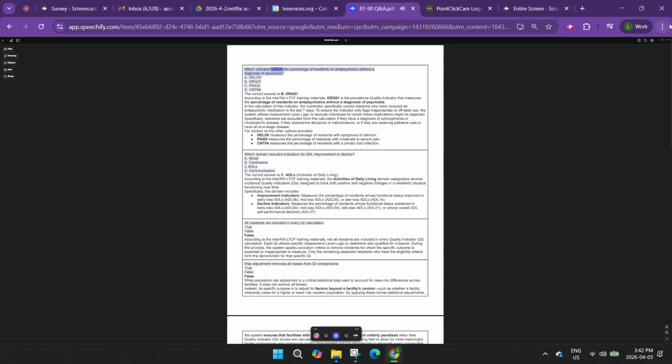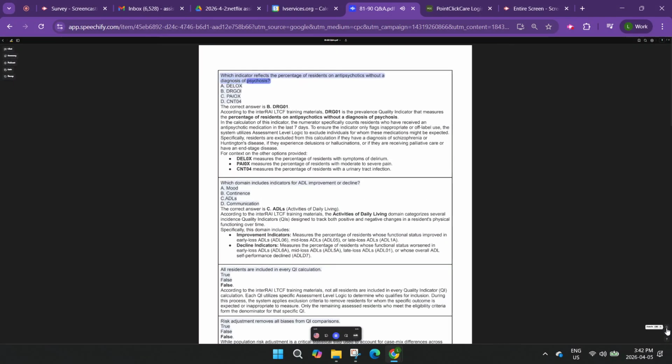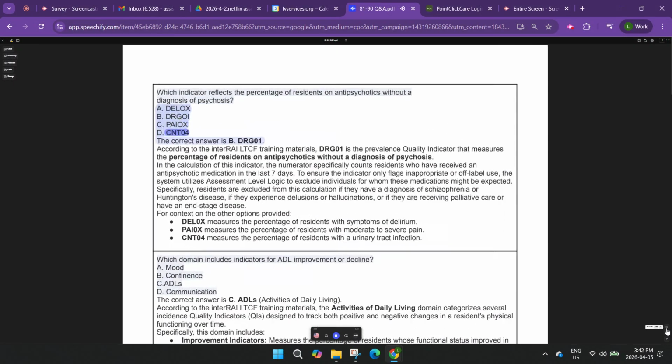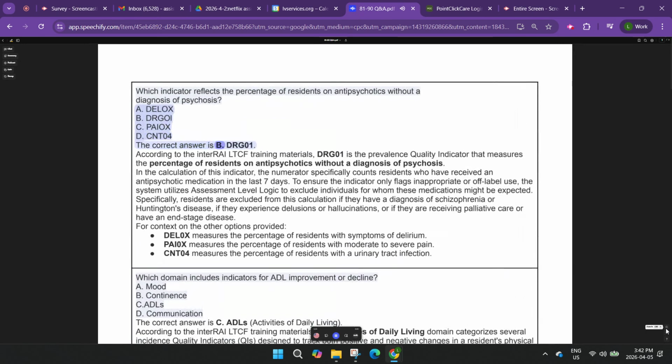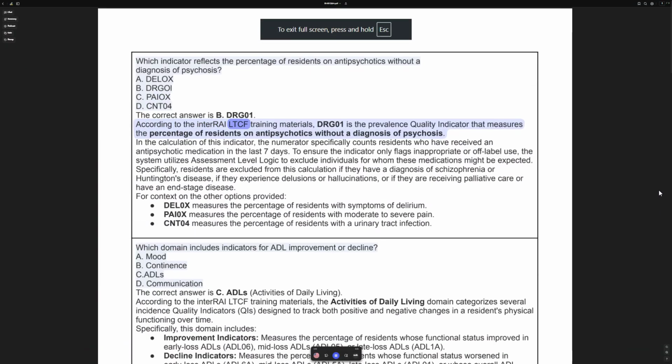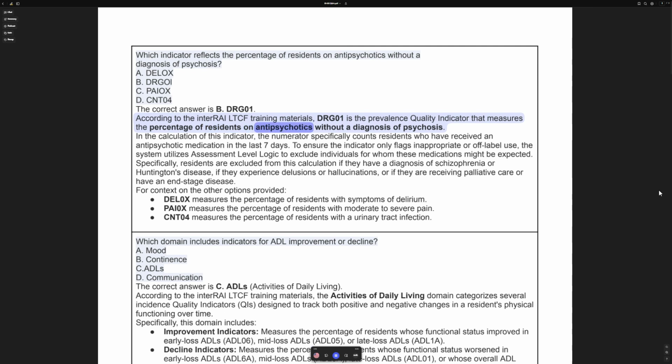Which indicator reflects the percentage of residents on antipsychotics without a diagnosis of psychosis? A. DELOX B. DRG01 C. PAYOX D. CNT04. The correct answer is B. DRG01. According to the Inter-RAI-LTCF training materials, DRG01 is the prevalence quality indicator that measures the percentage of residents on antipsychotics without a diagnosis of psychosis.